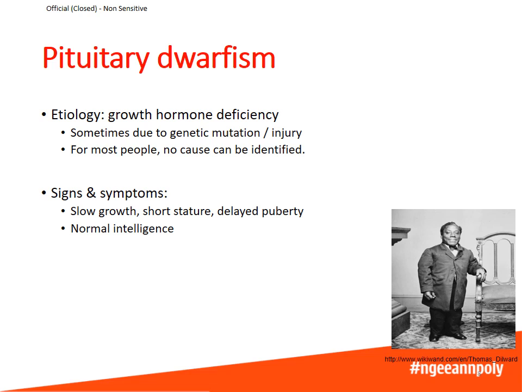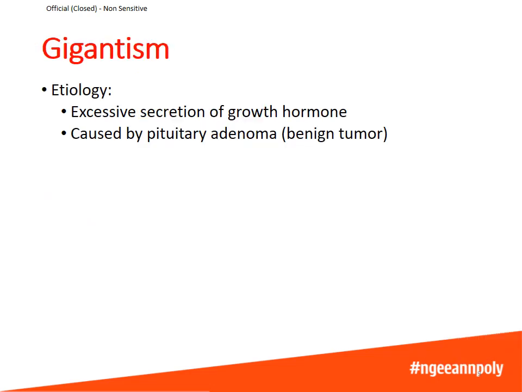However, only the physical growth is delayed. Intelligence is not affected by this condition. The treatment for this condition is to give growth hormone injections. Now let's look at what happens if the pituitary gland secretes too much growth hormone.